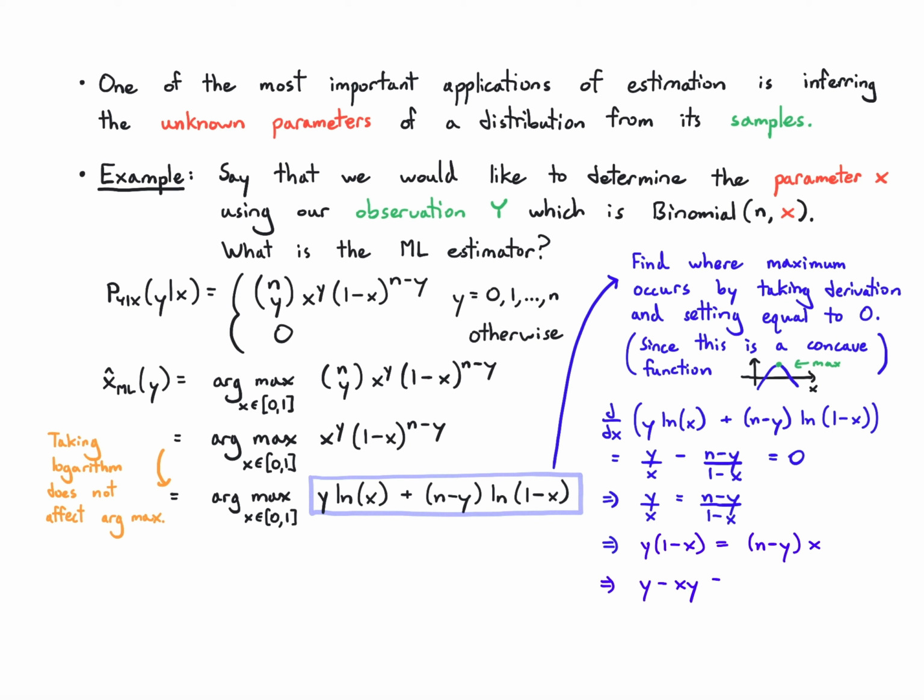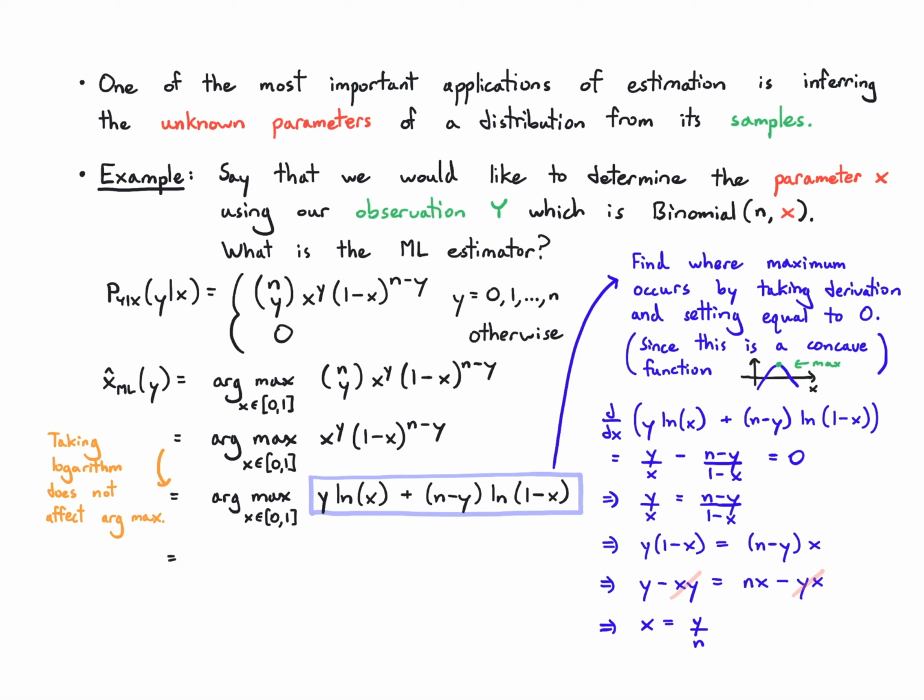And then just multiply through: y minus xy and n x minus yx. I cross out these two terms, which are the same, since xy is the same as yx. And I'm left with x is equal to y over n. That is the value of x that attains the maximum.